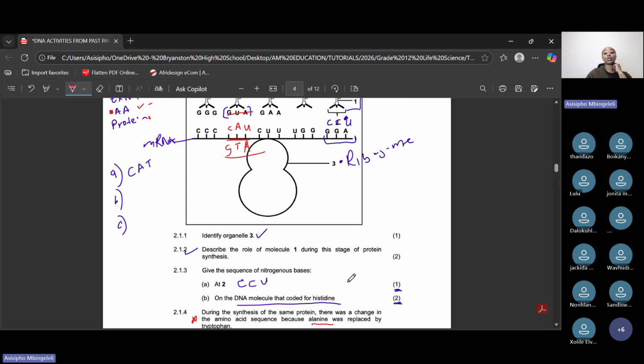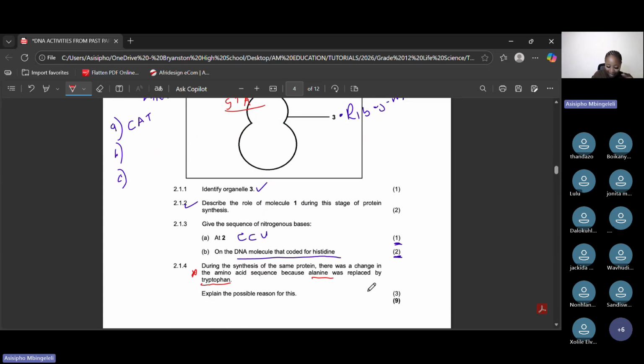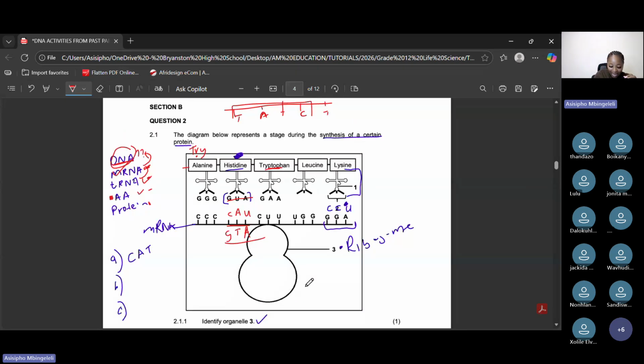Let's look for alanine here. So alanine is this particular amino acid. So they're saying this one was replaced by the one here, which is tryptophan. So instead of having the amino acids alanine, histidine, tryptophan, leucine, lysine, we then end up having tryptophan, histidine, tryptophan, leucine, lysine. So where did all of this change? That's what they are asking you. Explain the possible reason of why alanine would be replaced by another amino acid.